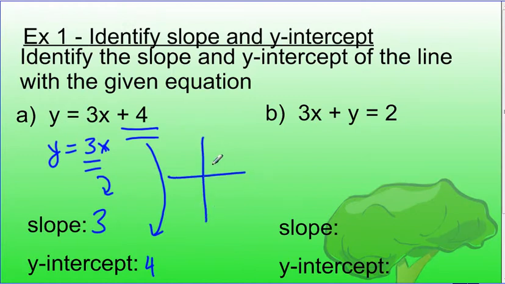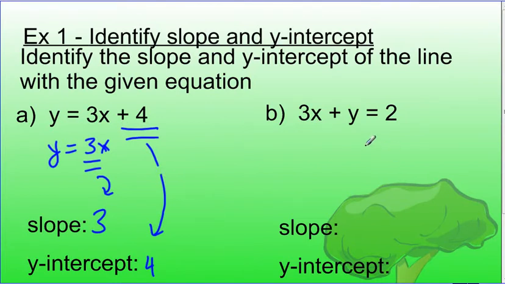So if we were just playing pretend here and we wanted to graph this, this line would cross the y-axis at 4. 1, 2, 3, 4. It would have a slope of 3. So you go up 3 over 1, up 3 over 1. That's about what this line would look like. So we found the y-intercept and the slope.